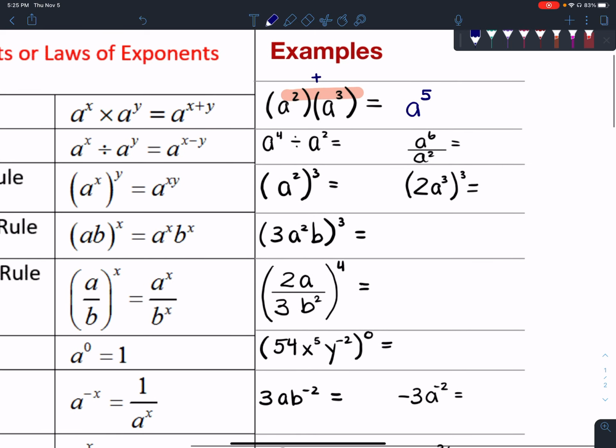So now looking at the next example here, this is not a to the 2 times a to the 3. This one is a to the 2 all to the power of 3. So this notation is different. Notice that you only have one set of brackets here. You don't have two things being multiplied. You have a to the power of 2 being multiplied by itself 3 times. That's what that 3 means. So what's really happening here is a to the 2 times a to the 2 times a to the 2.